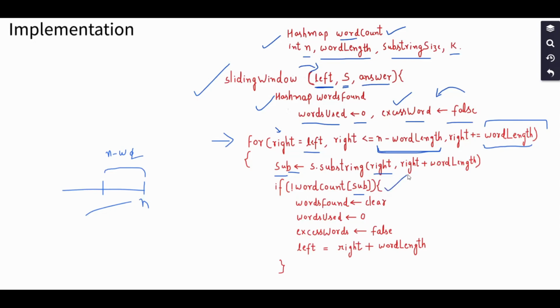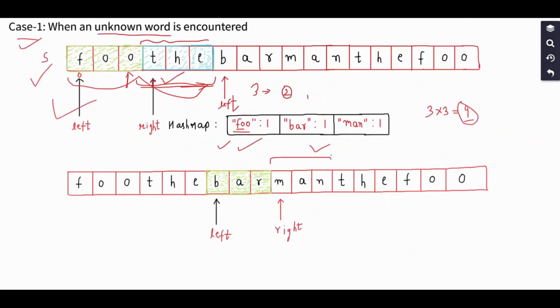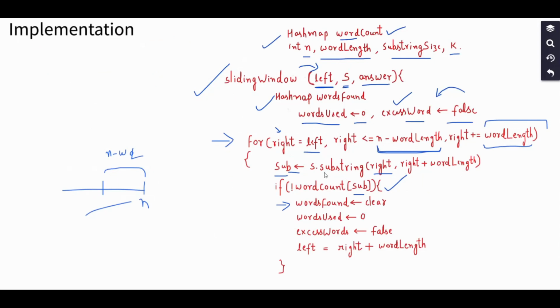So here it is not present. If it is not present, then that means I am encountering this case where I have an unknown word. That means the word I constructed here, which is present in this substring, is not present in the words array. Therefore, I clear my words found hash map. That means I want to start with a fresh substring. Then I also reinitialize my words used variable to 0 and the access word variable to false, because I'm starting with a new substring.